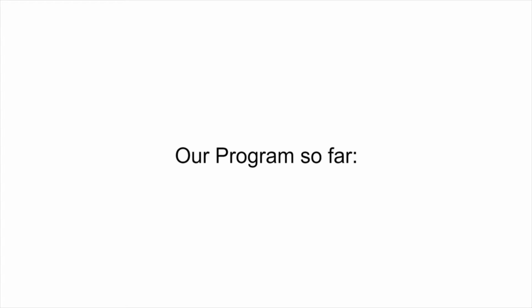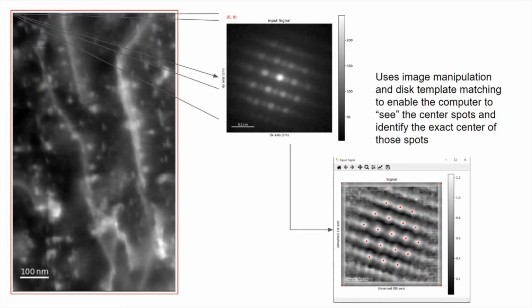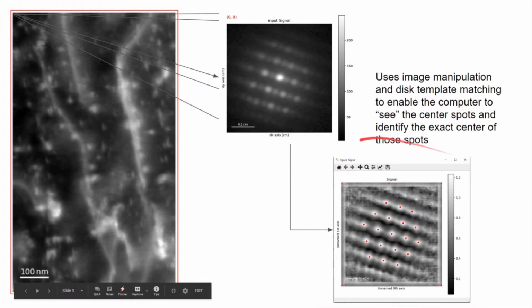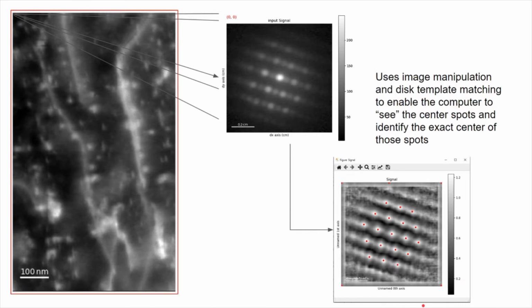Our program so far. Our program takes the large .blo file shown on the far left, right here, and takes the embedded image of the diffraction pattern shown in the middle, right here, from each of the pixels in this image, and performs some image manipulations and disk templating to enable the computer to accurately plot and index the center spots of each bright spot. As you can see here, this is what our program sees, essentially. This method can remove some of the spots seen in the original image, but only the main spots are needed for the analysis we are doing.